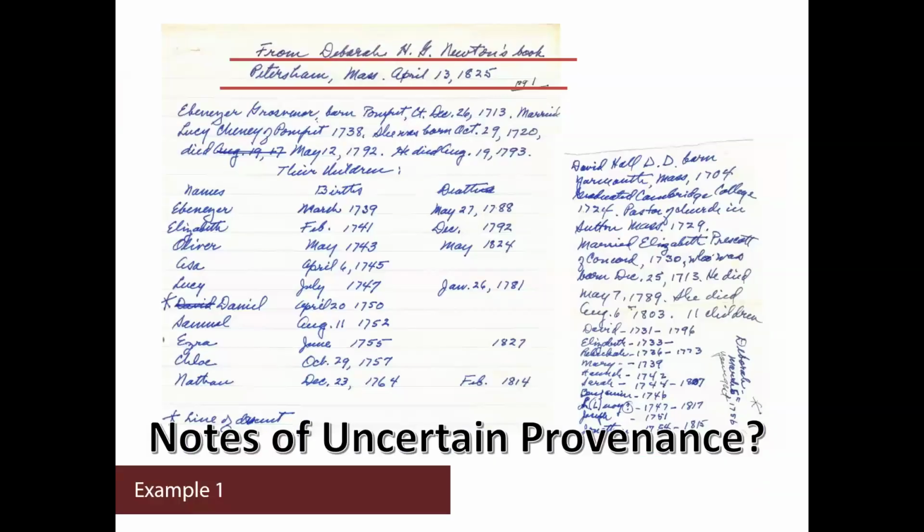Let's return back to Anne's grandmother's mother-in-law's notes. And this is what we called Maud's copy of Deborah H.G. Newton's book. As we recalled earlier at the top, it has a notation that it is from Deborah H.G. Newton's book, but we really don't know what this means. So let's evaluate the item.